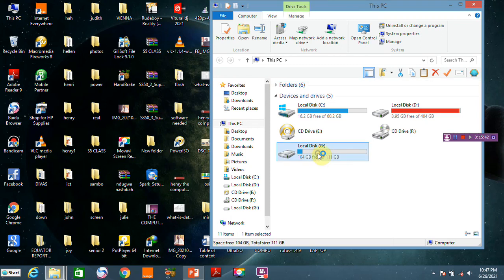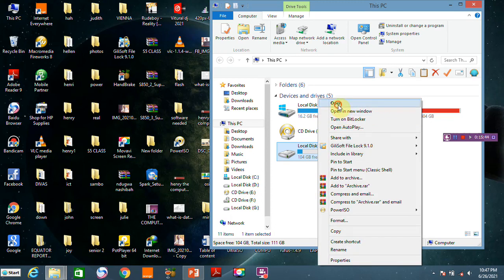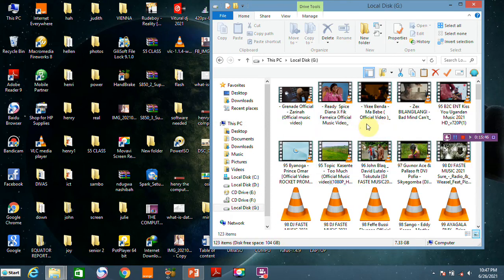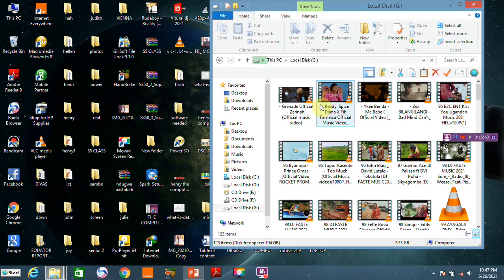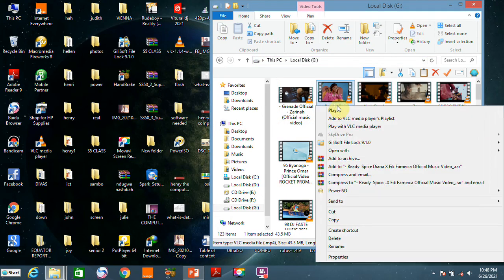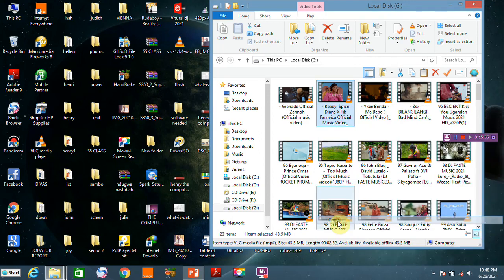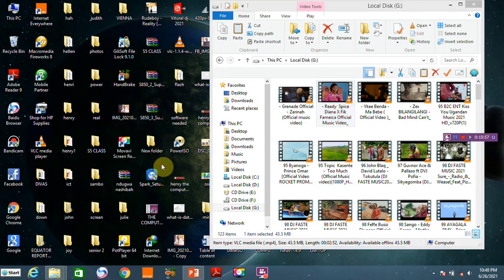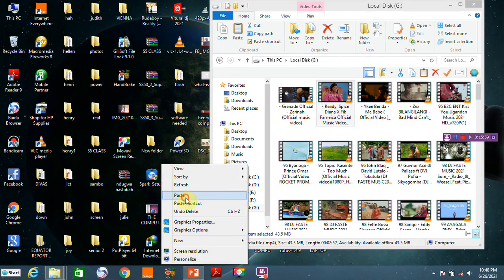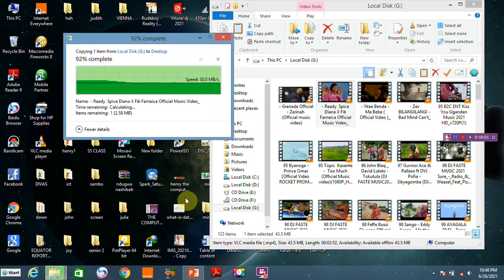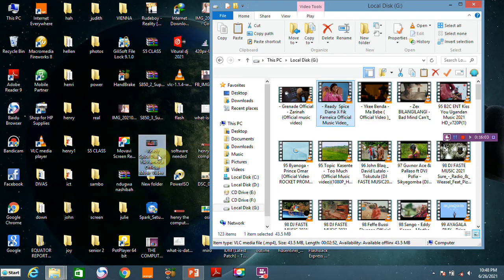Let's right click and open it and see. So when I open it, it has some songs here. I can come and remove any of the songs that I want. I can right click and say copy. Then I can come to my desktop, I right click and say paste. Then the song has been transferred to my desktop.